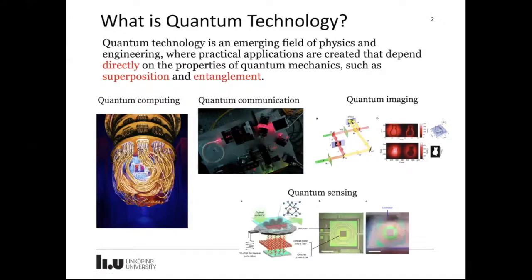And a final major area is called quantum sensing. For example, one way that this is now being used is to detect very tiny magnetic fields, using individual quantum systems to basically be able to read out that very, very small field.